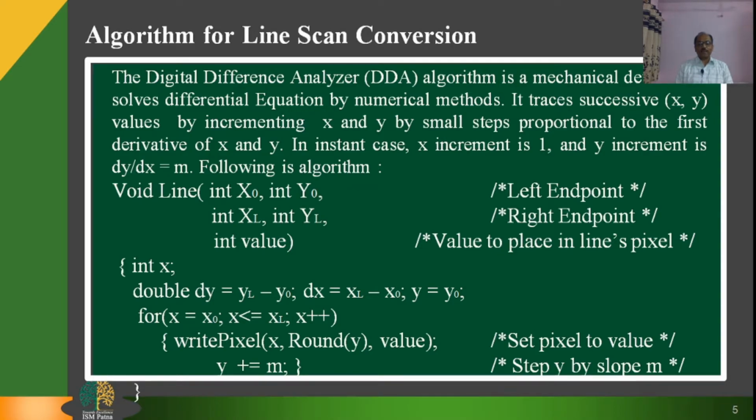Using the algorithm, we will draw the line. On screen you are seeing a function named line, void line with arguments like int x0, int y0, int x1 and int y1, and int value. So, with the execution of this algorithm, we do line scan conversion.